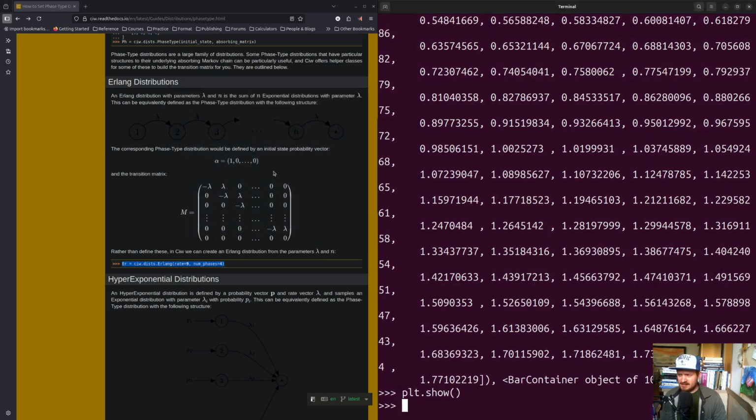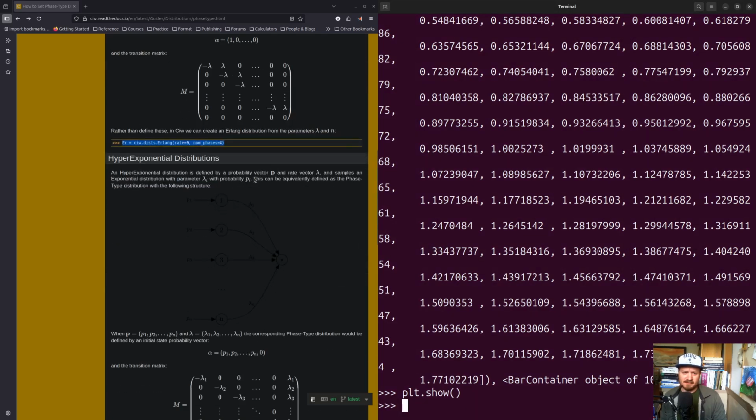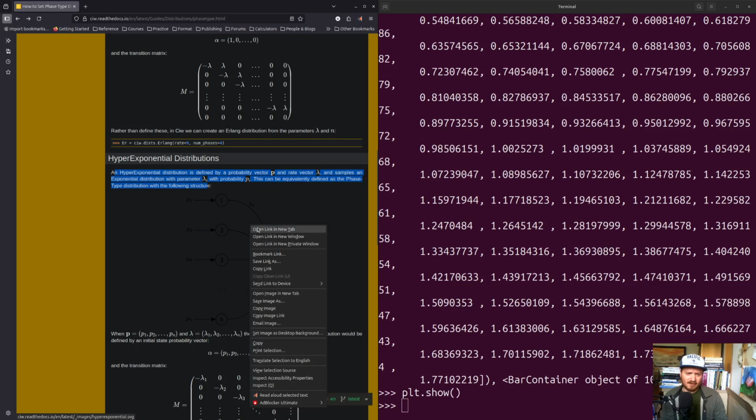Okay, next distribution that's a special case of the phase type distribution is the hyperexponential distribution. A hyperexponential distribution is defined by a probability vector, p again, and a rate vector, lambda, and samples an exponential distribution with parameter lambda sub i and probability p sub i. This can be equivalently defined as the phase type distribution with the following structure.